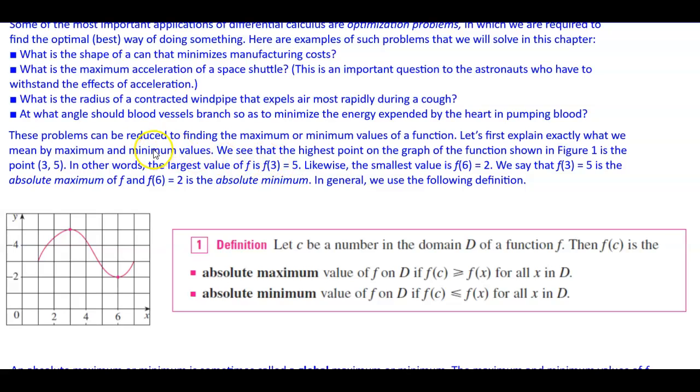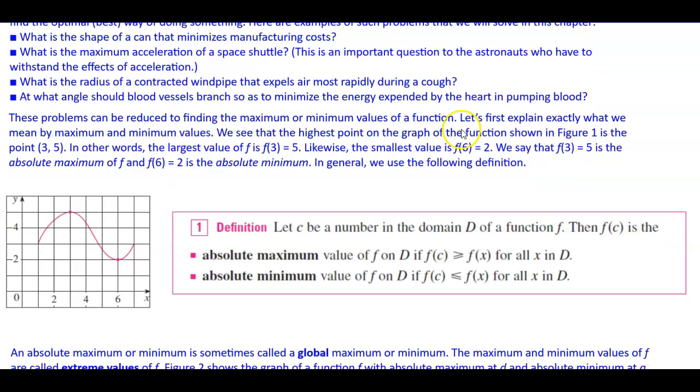Now, these problems can be reduced to finding the maximum or minimum values of a function. Let's first explain exactly what we mean by maximum and minimum values. We see that the highest point on the graph here to the left is the point (3, 5). So here is that point, located at (3, 5). In other words, the largest value of f is f(3) = 5. And likewise, the smallest value is f(6) = 2, which represents this ordered pair (6, 2).